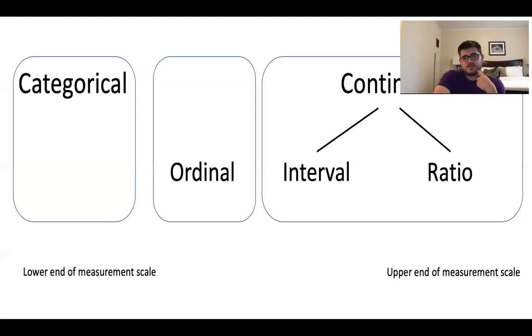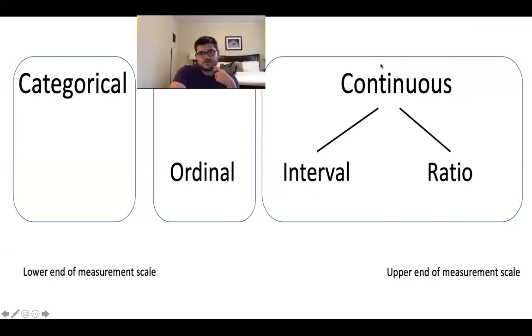Going up the measurement scale, you have two levels of measurement that are both considered continuous. Technically speaking, a continuum is a range of values that are infinitely divisible. Theoretically, they can take on anything between two extremes, between these boundaries.